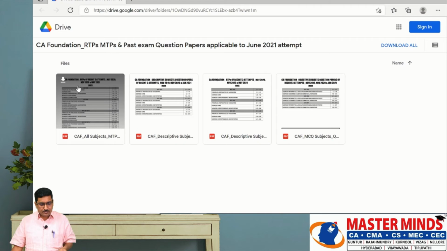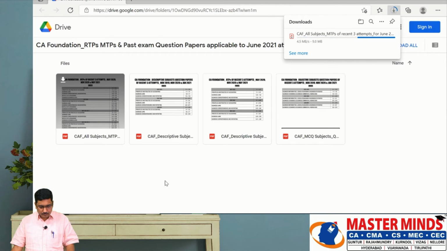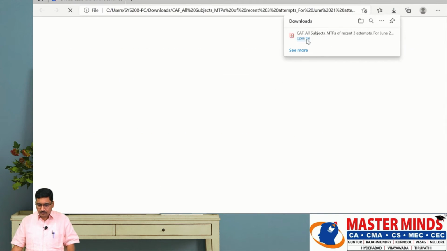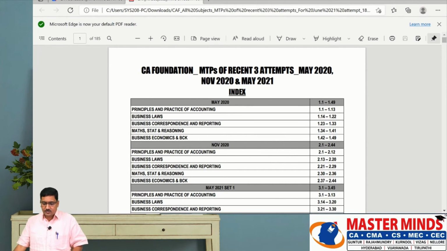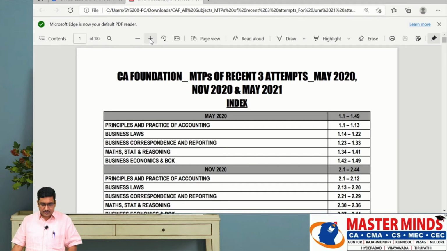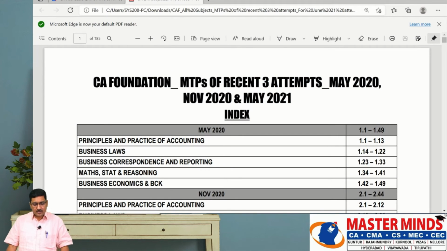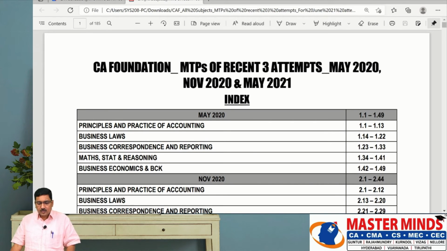For example, let me download this and show it to you. Yeah. So this is CA Foundation MTPs of recent 3 attempts. This file is MTPs of recent 3 attempts. That is May 2020, November 2020 and May 2021 cycle. It's called May 2021 cycle. Actually, examination will be conducted in June or July.